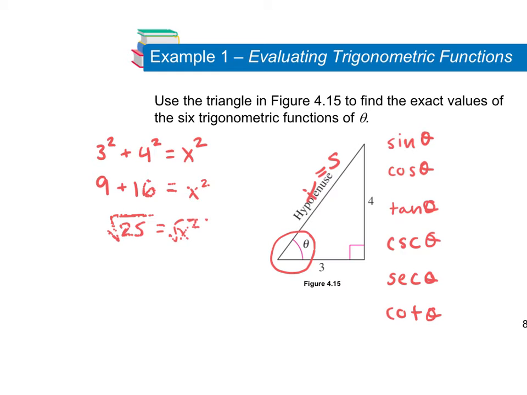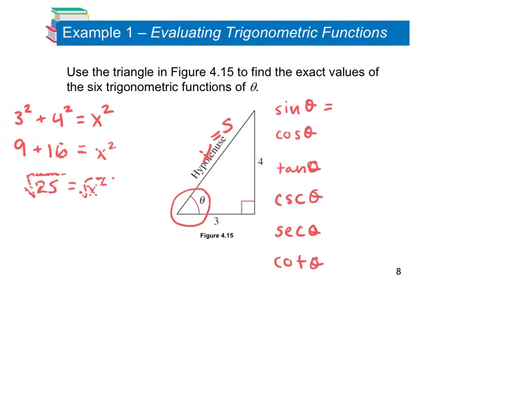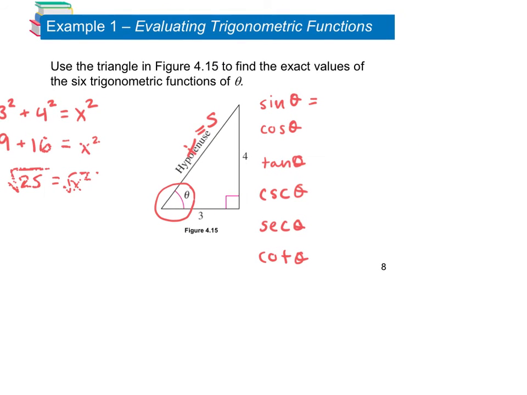So sine is opposite over hypotenuse. What's opposite of theta? 4, and what's our hypotenuse? 5. So sine of theta is 4 over 5. Cosine is adjacent over hypotenuse. So what would our cosine of theta be? 3 over 5. What would our tangent of theta be? Opposite over adjacent? 4 over 3.